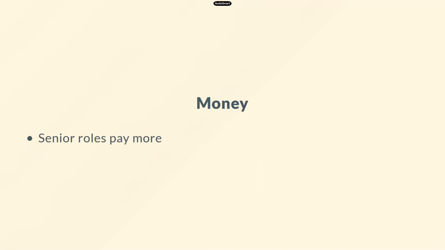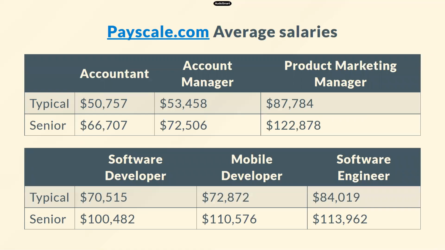So why would I be interested in giving this talk? One reason I wanted to give this talk is that senior roles pay more. And that probably is not shocking to most of you. This is from payscale.com. These are average salaries, so I'm talking about multiple roles. I realize this is a developer conference, but I wanted to show that senior roles transfer to other different markets, not just developer related markets. If you think of an accountant, an account manager, product marketing managers, the difference between a typical and a senior is actually a considerable sum of money.